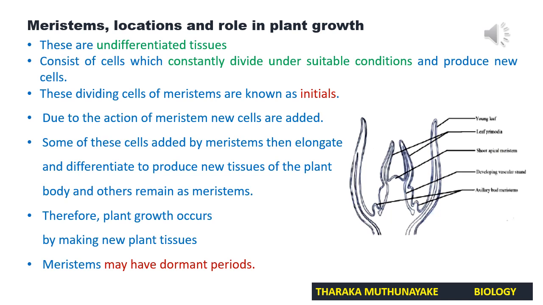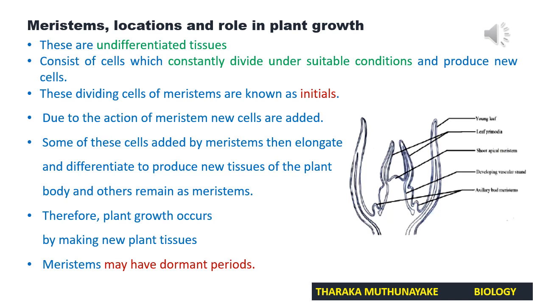For an example, think about a single cell, a single initial. A single initial divides by mitosis and produces two daughter cells. Among these two daughter cells, one is retained within the apical meristem and the other one is pushed downwards in the shoot apex. Then the cell that was pushed downwards elongates, and then that elongated cell is differentiated and it gives rise to permanent cells. That means these newly added cells elongate, differentiate and produce different permanent tissues.